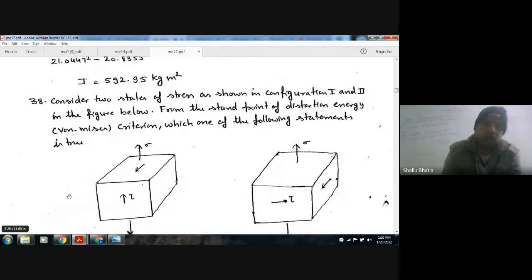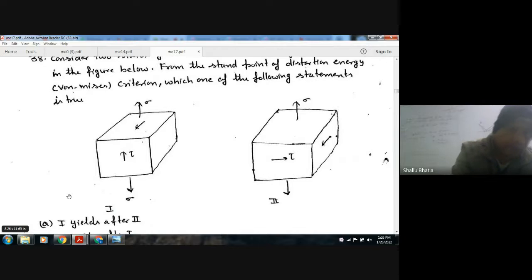Next, consider two states of stress as shown in configuration 1 and 2 in the figure given below. From the standpoint of distortion energy, Von Mises criteria, which one of the following statements is true? So here in the first configuration, this sigma is acting in this direction and this is tau. In the second configuration, this is the plane of tau and this is sigma.